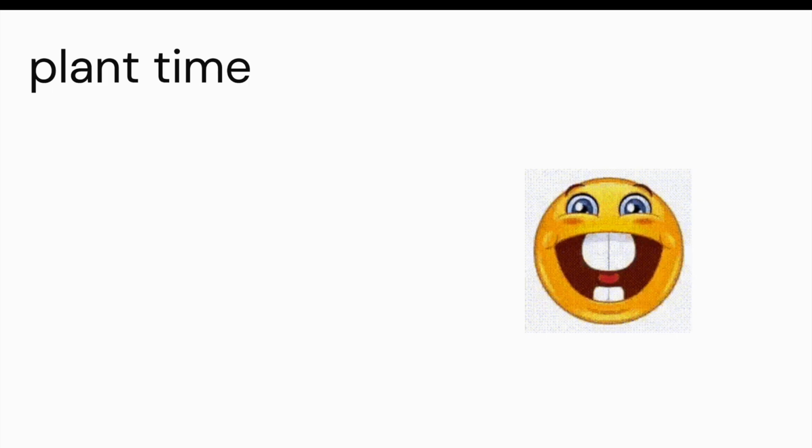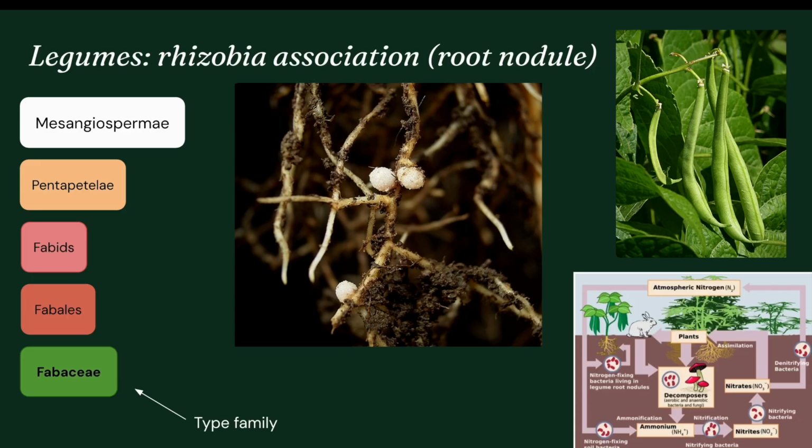But let's start with the legumes in family Fabaceae. Before I talk about what's interesting physiologically about them, let's talk a little bit about taxonomy, because they're a good example of the concept of types. In taxonomy and phylogeny, types come up a lot. Types are basically an anchor point for an entire group of organisms, a taxon.